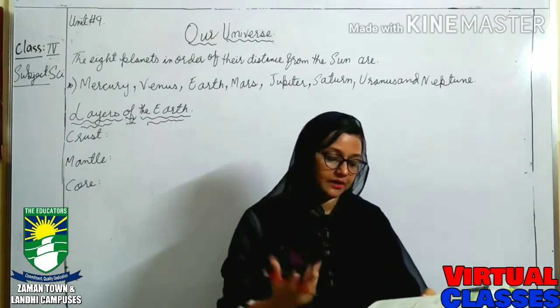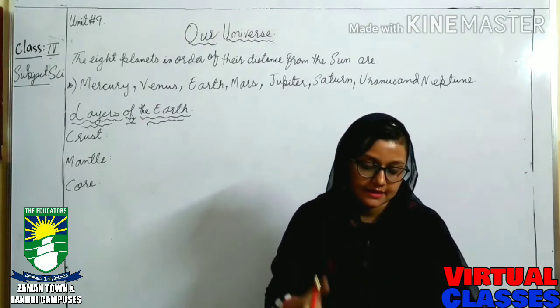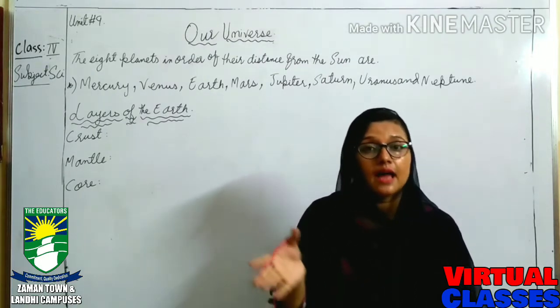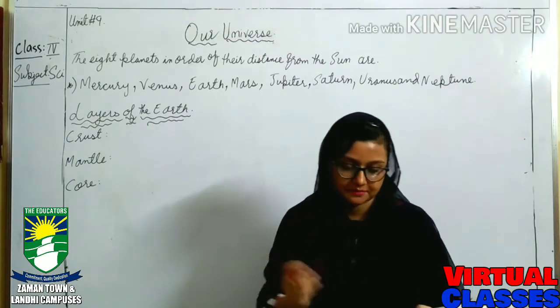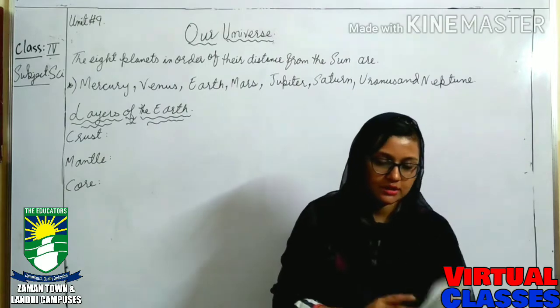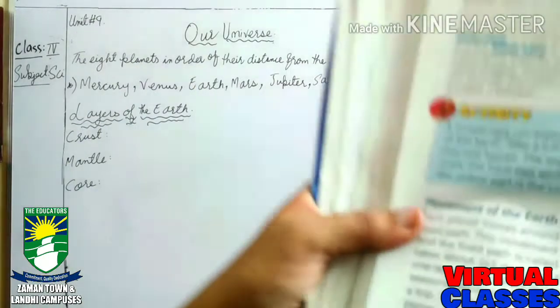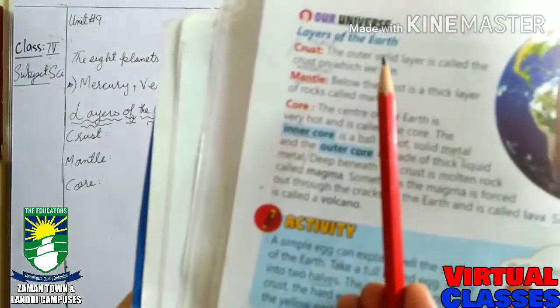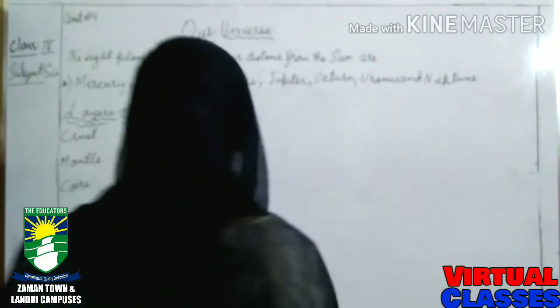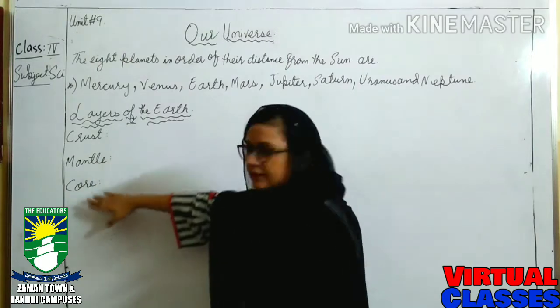Now, come on the Earth. The Earth is the only planet in the solar system that supports life, but the Earth was not always like this. Now, turn to page number 80. This one. Page number 80. Layers of Earth. I have written on the board layers of Earth. The first one is crust, mantle, then core.